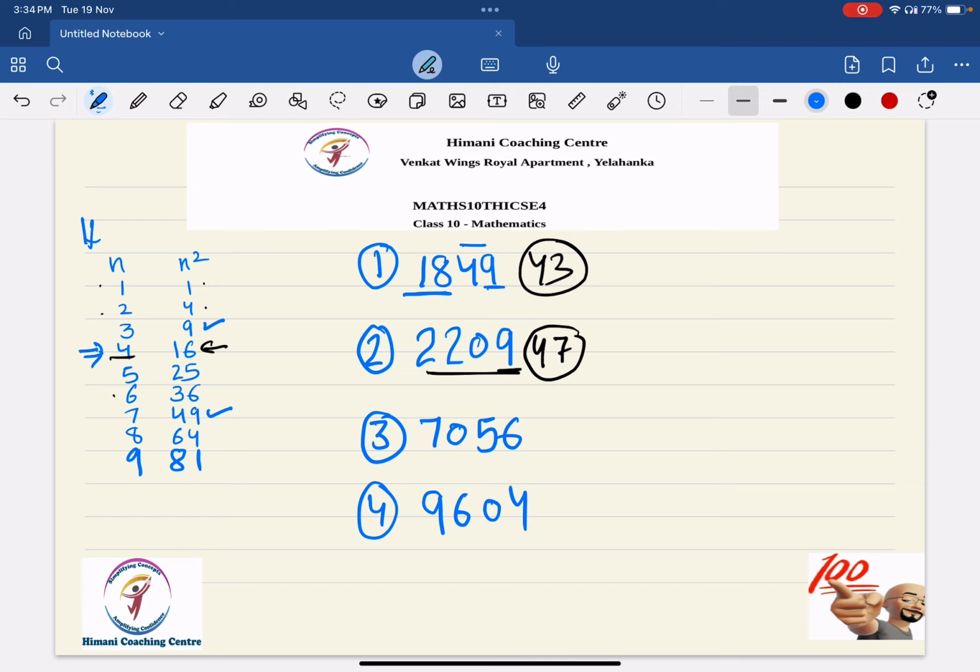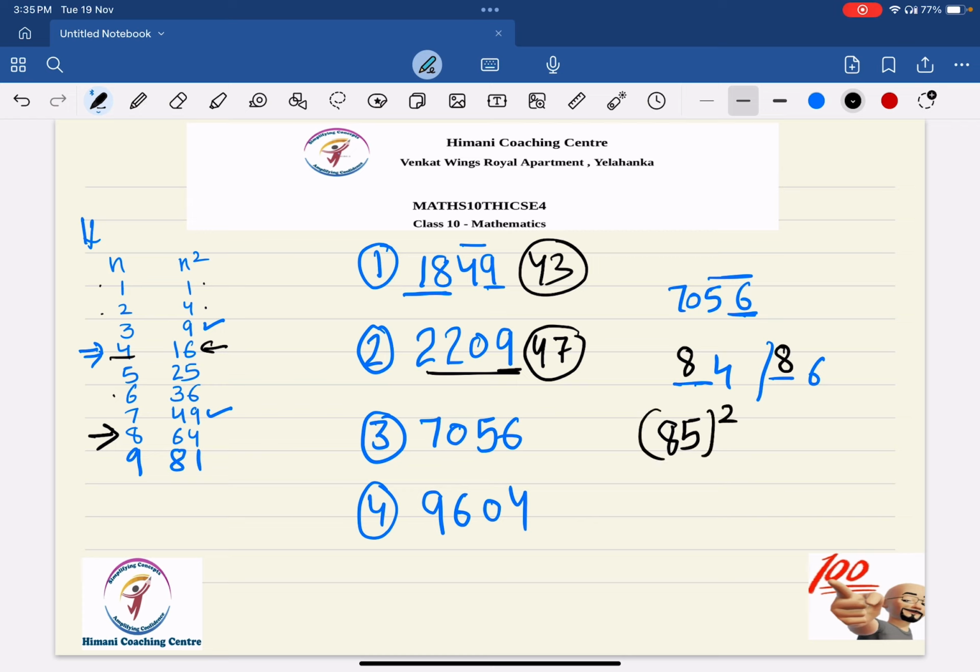Now let us quickly understand question number 3 here, which is 7056. Now look at 6. I'm doing the pairing. 6 comes either with 4 as a unit digit or with 6. So the unit digit is decided. Now 70: a number whose square is just less than 70 happens to be 8. So now let us put this. Either the answer is 84 or 86. How do I know which one is the answer?